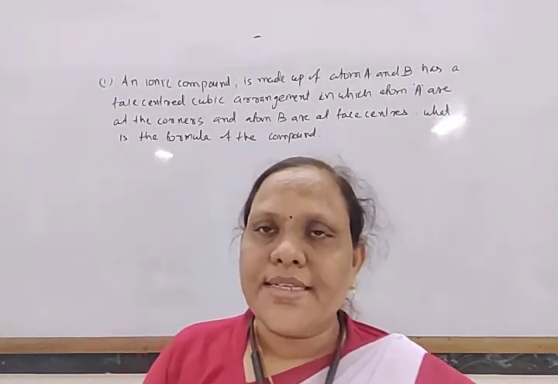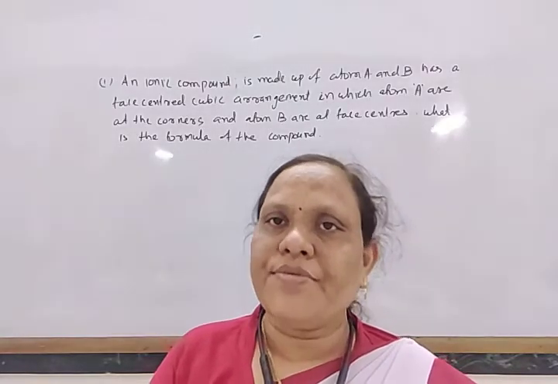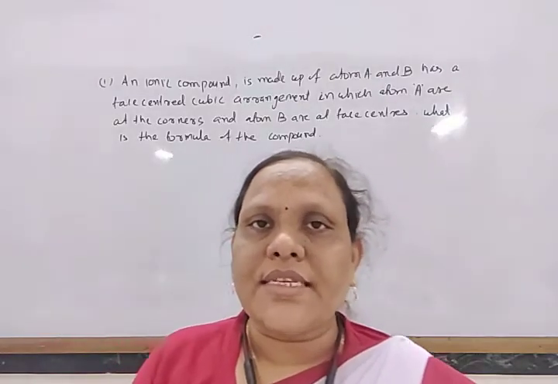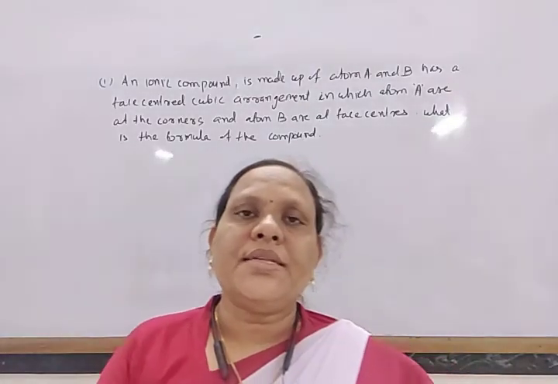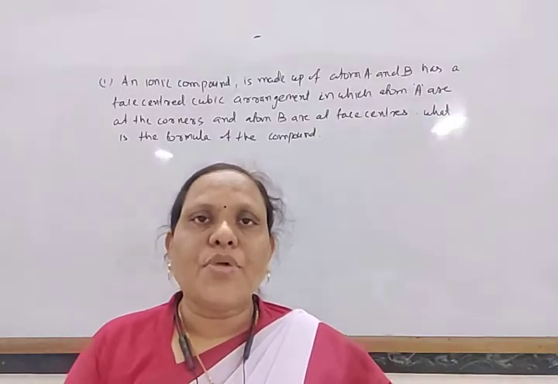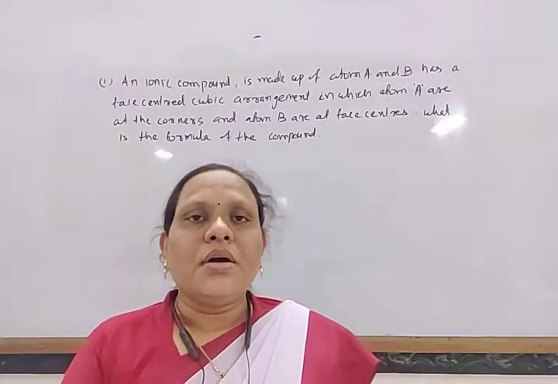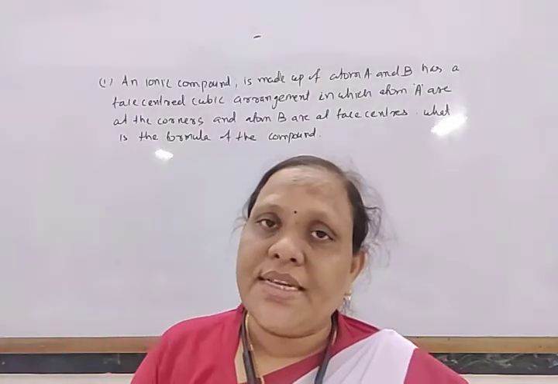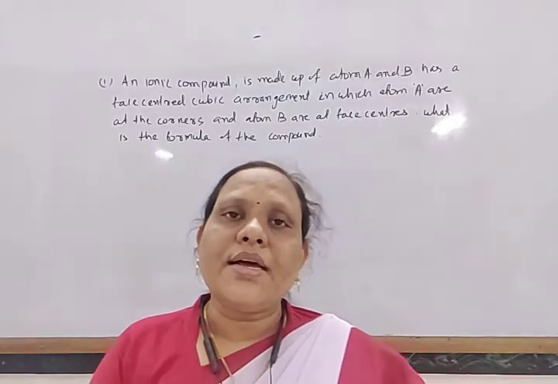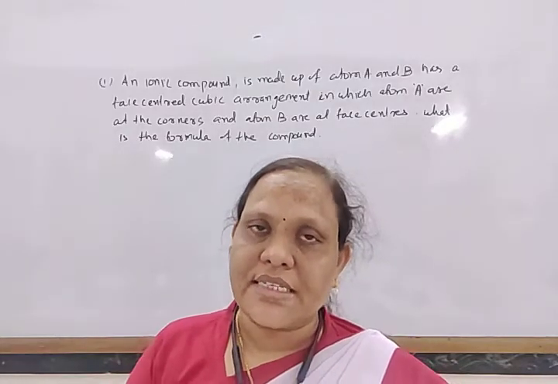In solid state, solids are generally classified into two types: crystalline solid and amorphous solid. Again, the crystalline solids are classified into four types, that is ionic solid, covalent solid, molecular solid, and metallic solid. Again, we know what is a unit cell, what is a crystal lattice, what is a lattice point, and what are different types of crystal systems, and what are different unit cells.